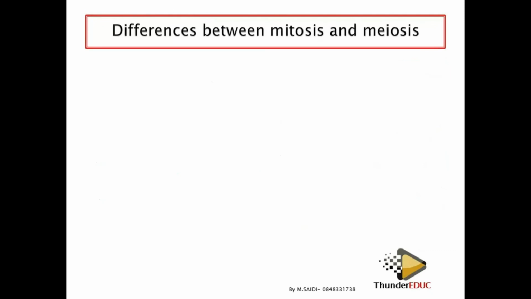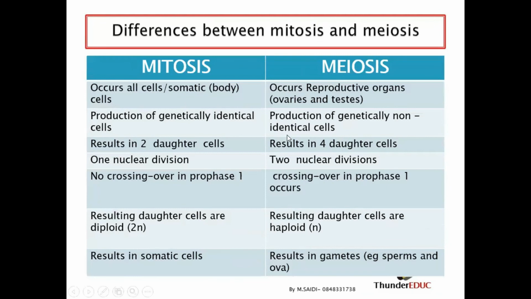What about the differences between mitosis and meiosis? Okay, here we see that mitosis occurs in the body cells, which you call somatic cells. Well, meiosis occurs in ovaries and testes, resulting in gametes. Mitosis produces genetically identical cells. Well, meiosis produces genetically different cells. Mitosis results in two daughter cells, while meiosis results in four daughter cells. These cells must undergo maturation, interphase, so that they can mature and form real cells. You call them daughter cells because they are still young.